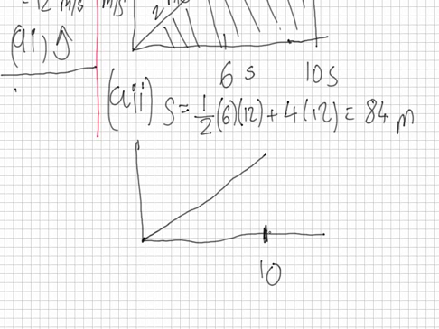Now, here comes the key part. After 10 seconds, the lorry and the bicycle are at the same location. So it starts off like this: the bicycle goes ahead, then the lorry catches up. 10 seconds. So what can you say about the distance the lorry has travelled? It's the same as the bicycle, because they both travelled 84 metres.